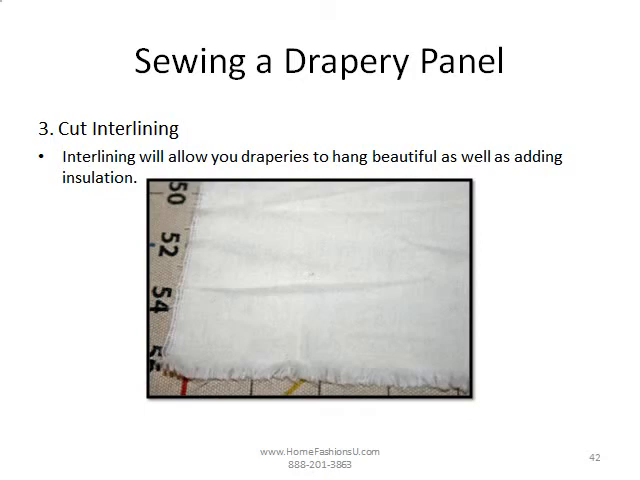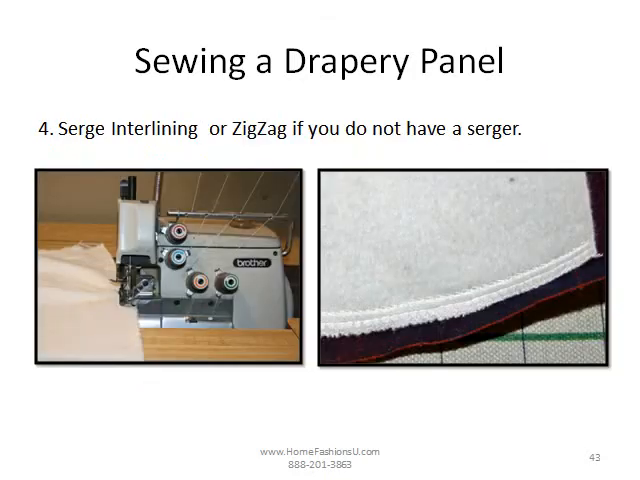The next step would be to cut your inner lining. An inner lining will allow your draperies to hang beautifully, as well as adding the insulation factor that we discussed. Instead of hemming your inner lining, you just want to zigzag the bottom or run the bottom through a serger. It does not have to have any kind of a hem and would add too much bulk.